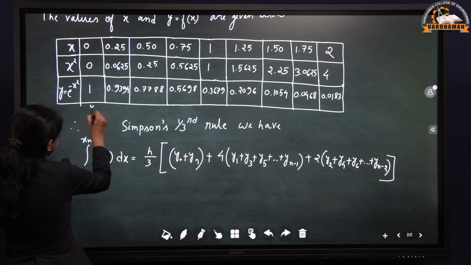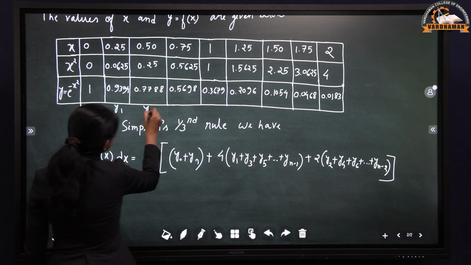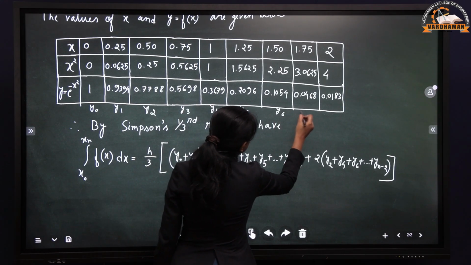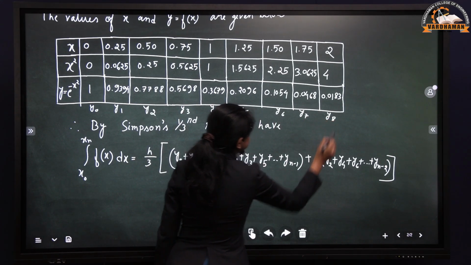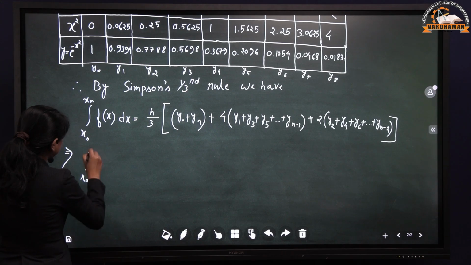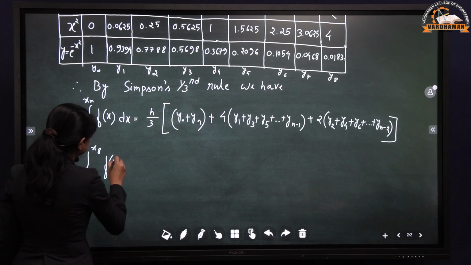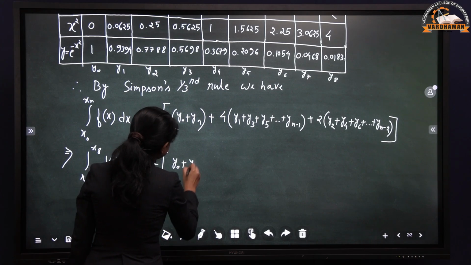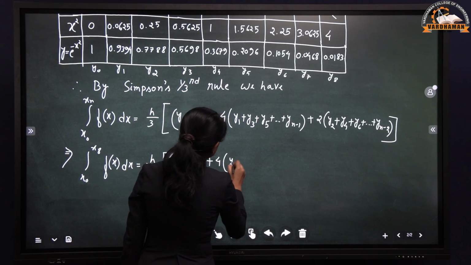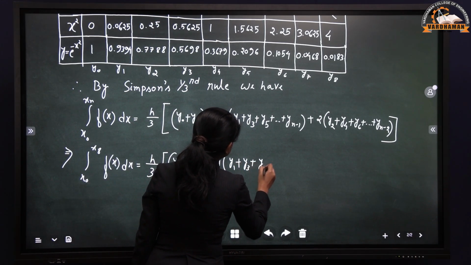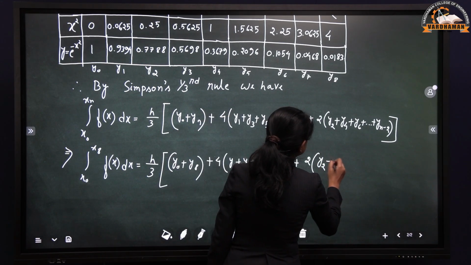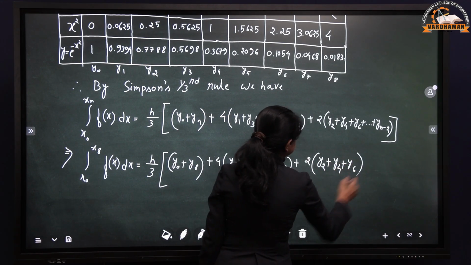Here we have y naught, y1, y2, y3, y4, y5, y6, y7 and y8. So we can write x naught to x8 f of x dx is equal to h by 3 [y naught plus y8 plus 4 into (y1, y3, y5 and y7) plus 2 into (y2 plus y4 plus y6)].